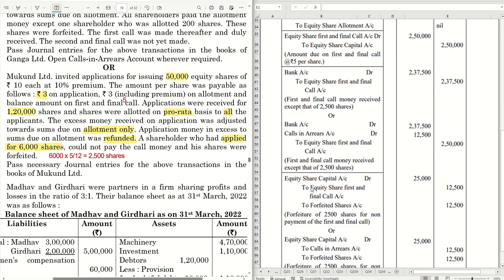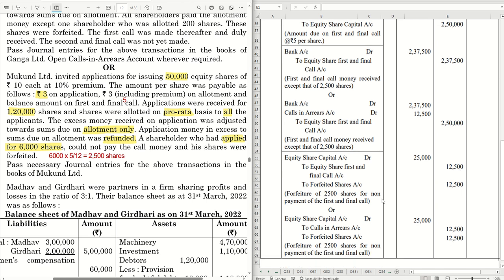Now there is a forfeiture: equity share capital account debit to equity share first and final call, to forfeited shares account. Always remember, the premium money that has been received by the company cannot be debited. So that's why it's important to remember that information. In this case, 2,500 shares are being forfeited at the rate of rupees 10. So equity share capital account is debited 25,000. Equity share first and final call 12,500.